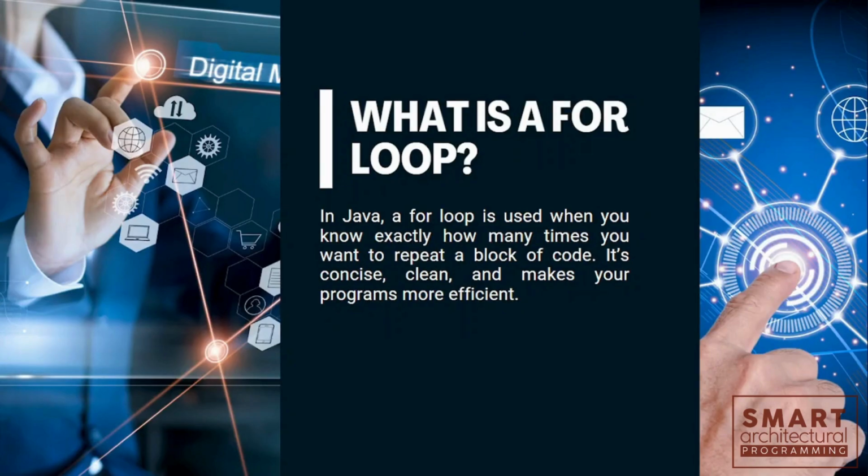Generally speaking, a for loop is used when we know exactly how many times we want the block of code to repeat. It's concise, clean, and makes your program more efficient. Let's break that down a little bit. What do we mean by a block of code? It repeats a block of code when we know how many times it needs to repeat.